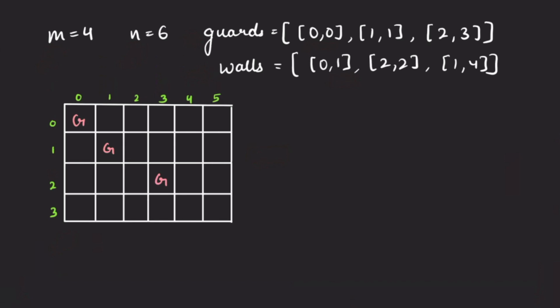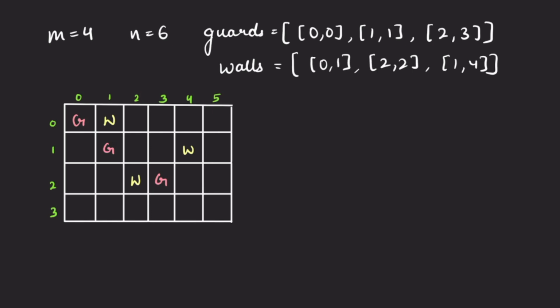Then let us mark the walls. The first wall is present at 0, 1, which is this. The second wall is present at 2, 2, which will be this. And the third wall is present at 1, 4, which is this, right? And all the other cells are empty.